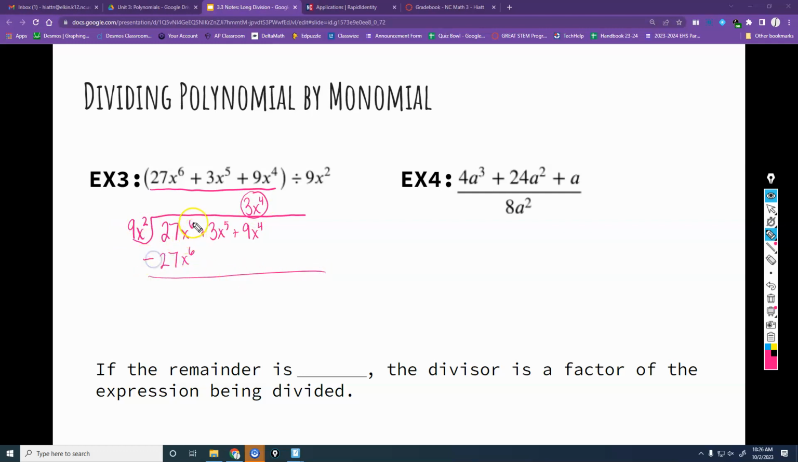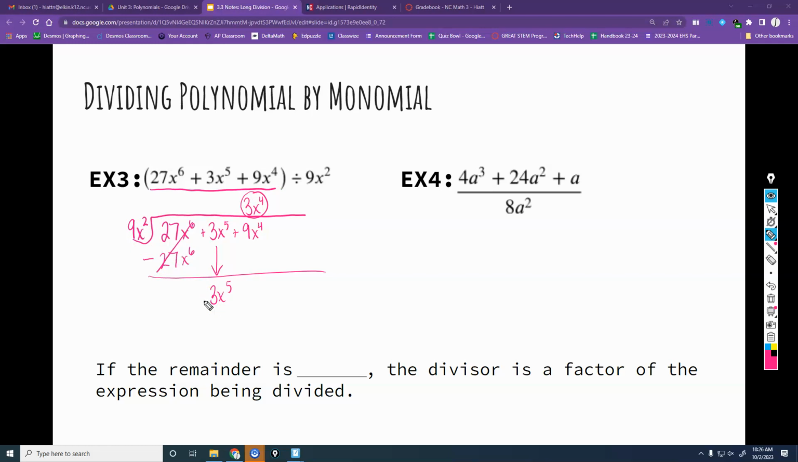I subtract, which cancels, which is what we want, right? And then I bring down my 3x to the fifth. You can go ahead and bring down 9x to the fourth if you want, or just wait. Okay? Then I have to ask myself what times 9x squared is going to give me 3x to the fifth. This is not the easiest. What number times 9 would give you 3? There's not a whole number.